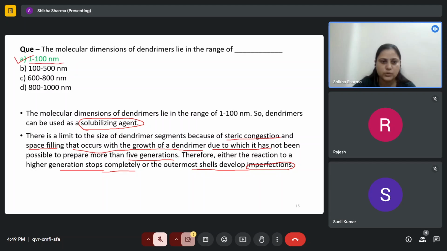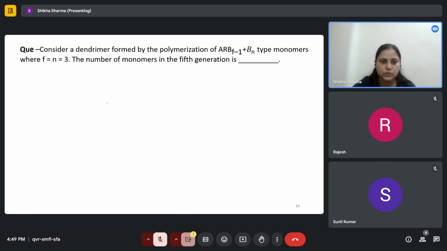So this is basically a theoretical, concept-based set of questions so that we can refresh our concepts, right? Any doubt? No? So let's move to the next question.